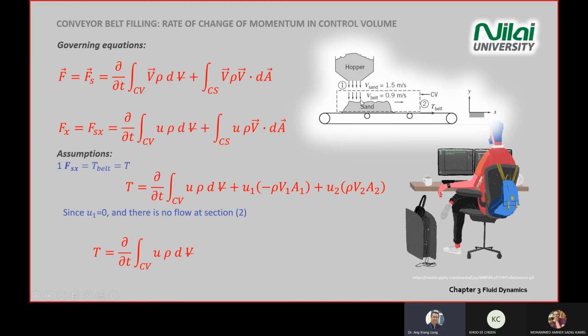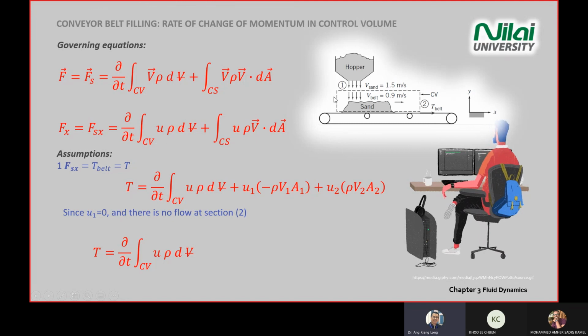So our component U1 is 0. U2, there's no flow over here, because if you look at the diagram, there's not yet any sand falling out. There's no sand flowing in section 2. So there's no flow.